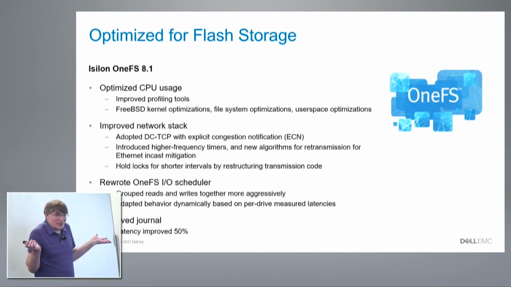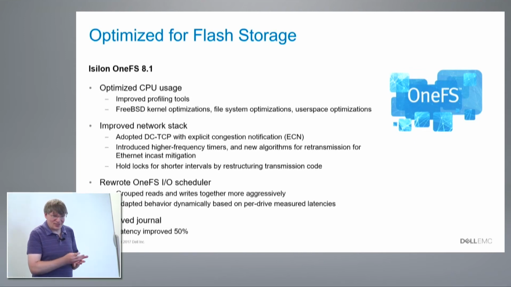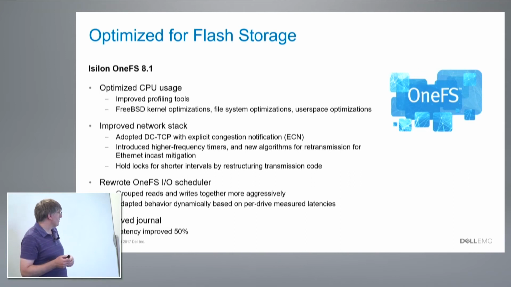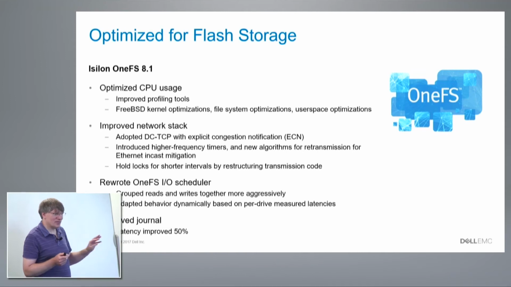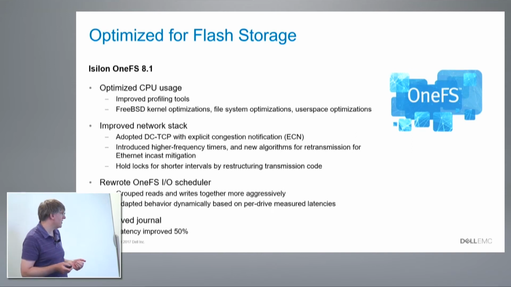So what did we do to make it faster? First of all, we started by improving our in-house profiling tools. We also updated some of the profiling tools that were in FreeBSD. We used some third-party profilers. And we found areas in the FreeBSD kernel, in the file system, and in our user space where we were spending a lot of CPU, and we looked at each of those to see where we could improve it, and I've got some examples of that on the next slide.